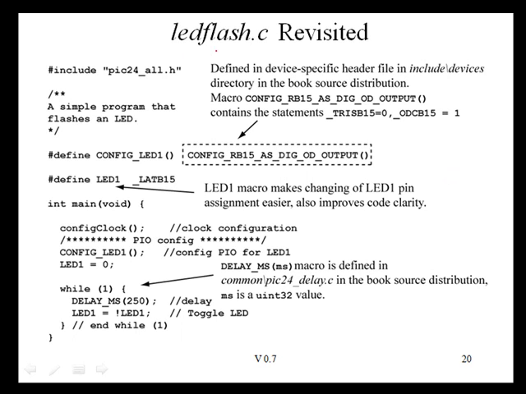Recall that the LED flash.c example flashed the heartbeat LED, which was on our RB pin 15, and we defined a macro called LD1 that was equivalent to _LATB15. We're going to use LATB15 whenever we want to write to the LED. We also had a configuration macro called CONFIG_LED1 that used our library configuration routine CONFIG_RB15_AS_DIG_OD_OUTPUT, a digital open drain output. Inside our main, we configured the clock.